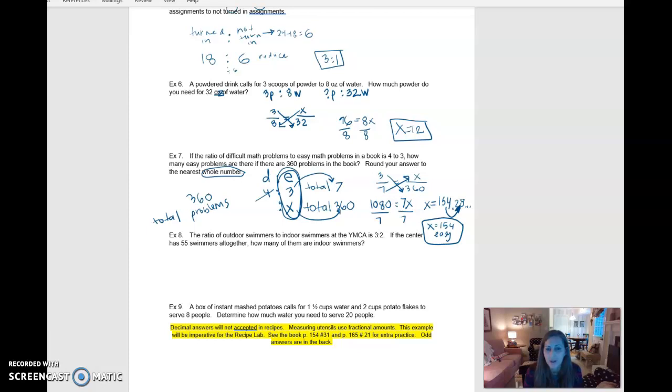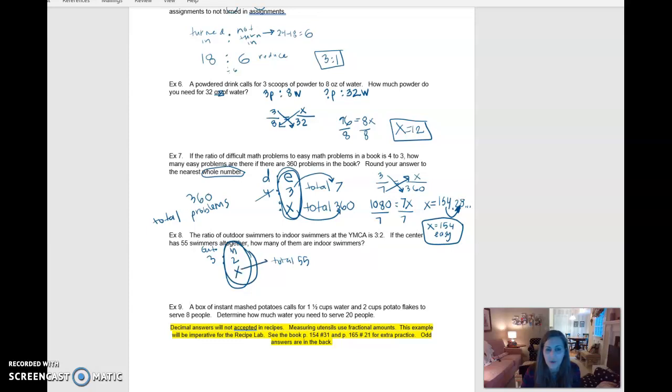Okay, moving right along. Number 8. The ratio of outdoor swimmers to indoor swimmers at the YMCA is 3 to 2. So we've got outdoor, because that came first, and then indoor. If the center has 55 swimmers altogether, so they have a total of 55 swimmers. That's a little bit different than what we had here. How many of them are indoor swimmers?